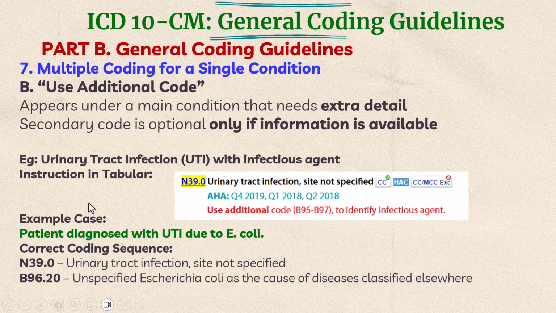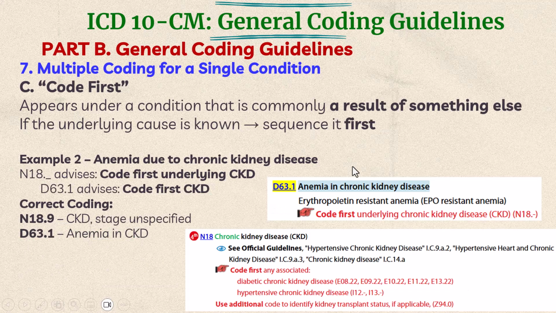So let's see a real example. A patient diagnosed with UTI due to E. coli. So the coding sequence is, first we have to code the condition, that is N39.0, urinary tract infection, site not specified, and the causative organism B96.20, that is unspecified Escherichia coli as the cause of disease classified elsewhere.